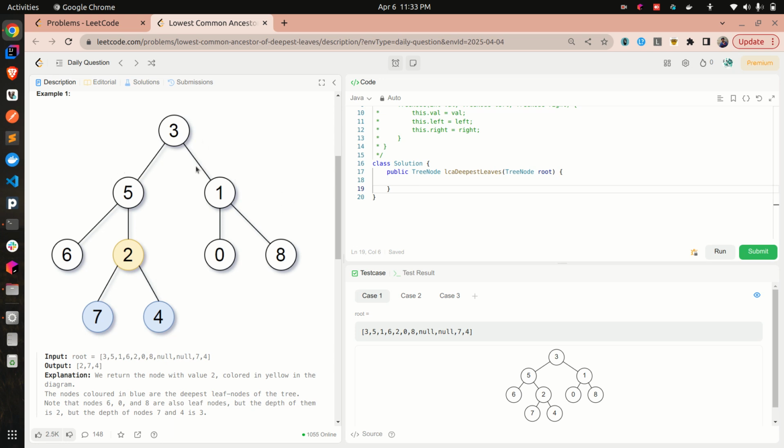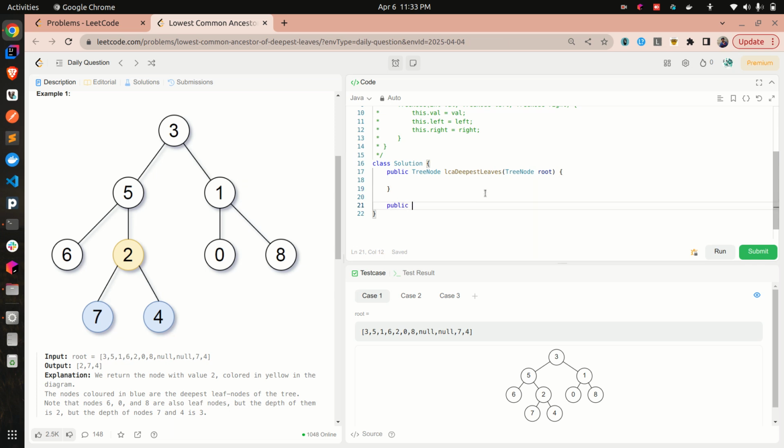Let's say if the right subtree has the deepest leaves, in that case the answer would come from the right subtree. If both the subtrees, left and right, have leaf nodes at the same depth, in that case my current root would be the lowest common ancestor. So as I mentioned, let's try to code it out.